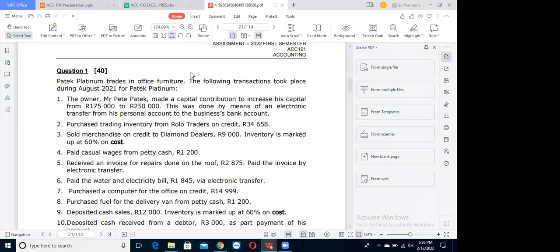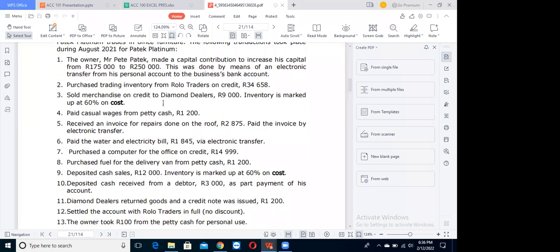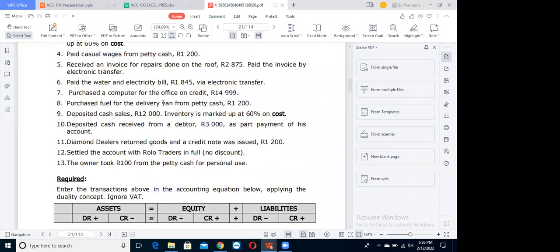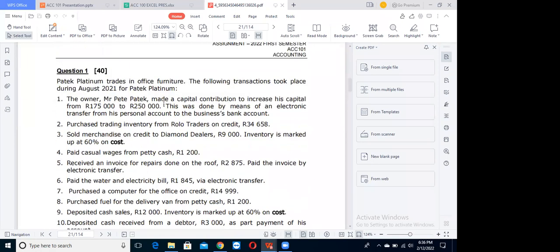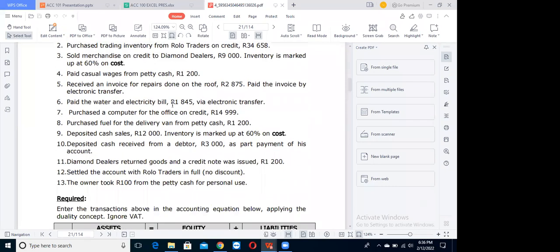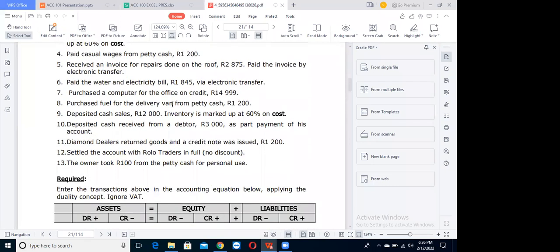That's good. Okay, so question number 1 from your assignments reads, Patek Platinum trades in office furniture. The following transactions took place during August 2021 for Patek Platinum. So we only read the first part and we don't read the transactions. We quickly go to the requirement. What are we required to do? When you are faced with any question of this nature, you only read the first part and the requirement. After that, you go to the transactions.